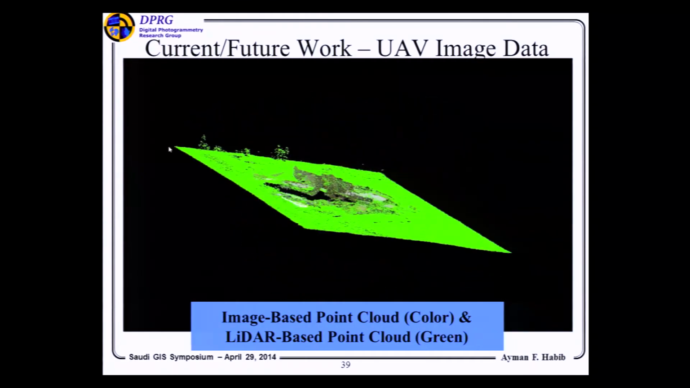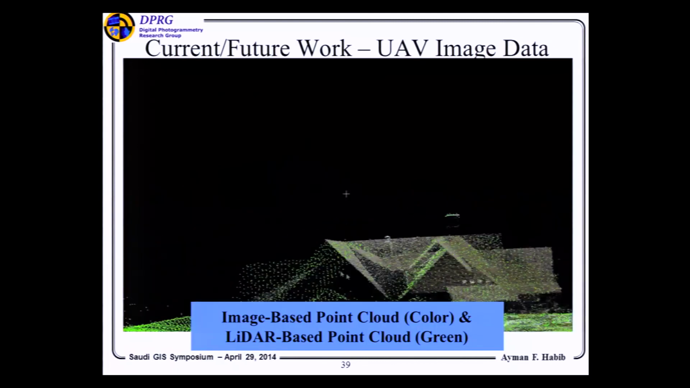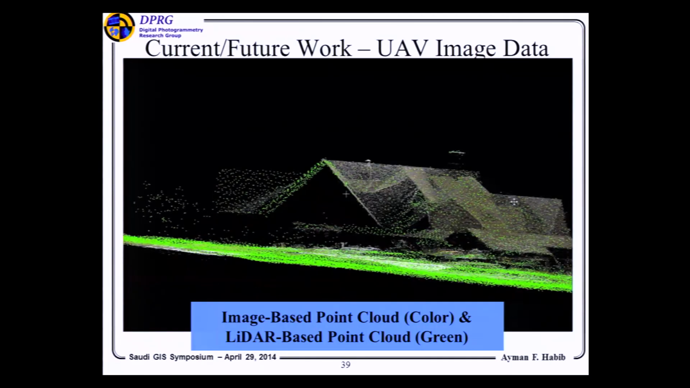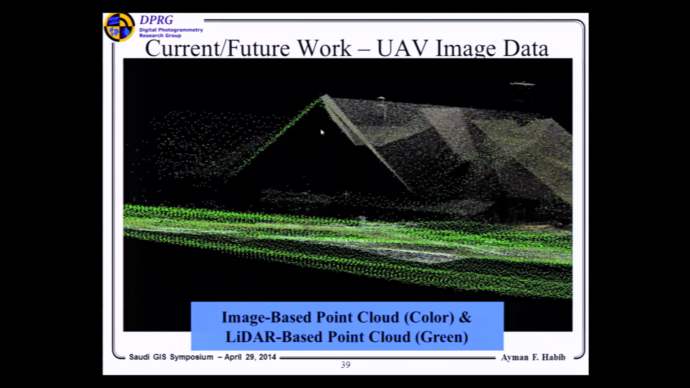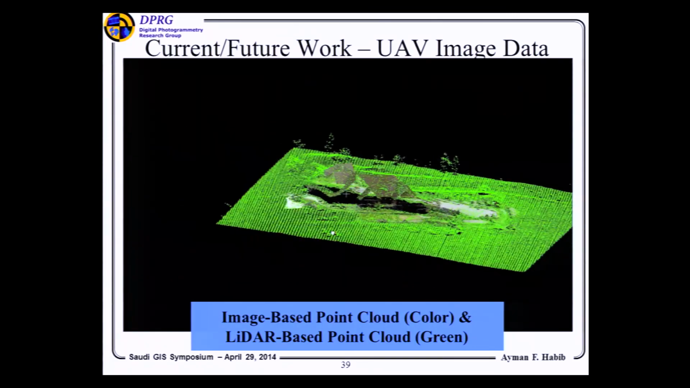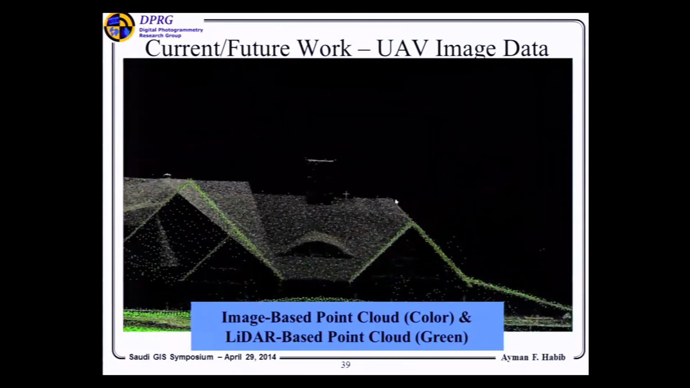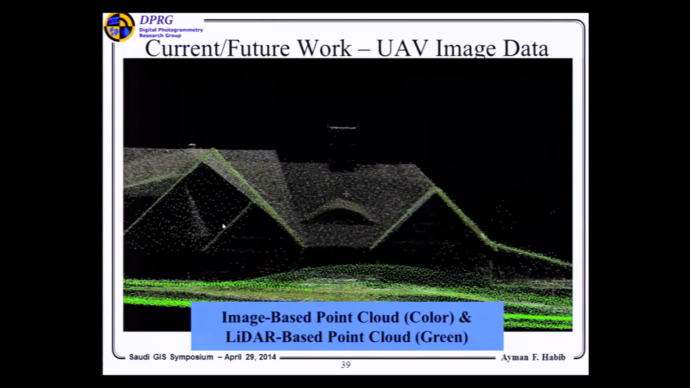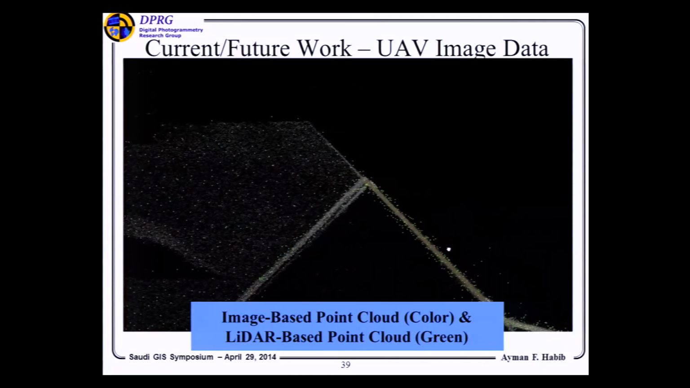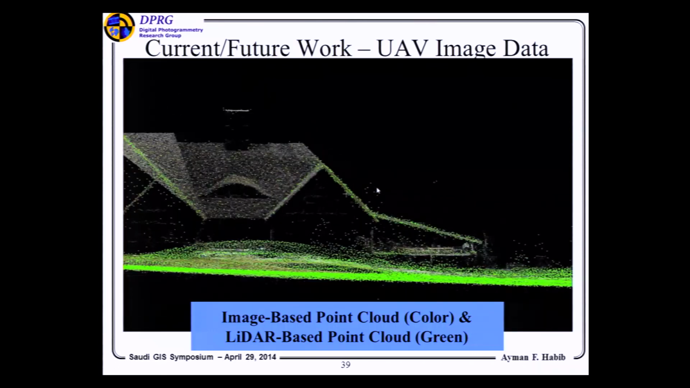So this is my last slide, just to show you the difference between the airborne and the UAV based. The green points are the laser points, and the gray or color points are what we have from the UAV. So this is a very new technology. It's very inexpensive, and it can produce very good products. So thank you very much.